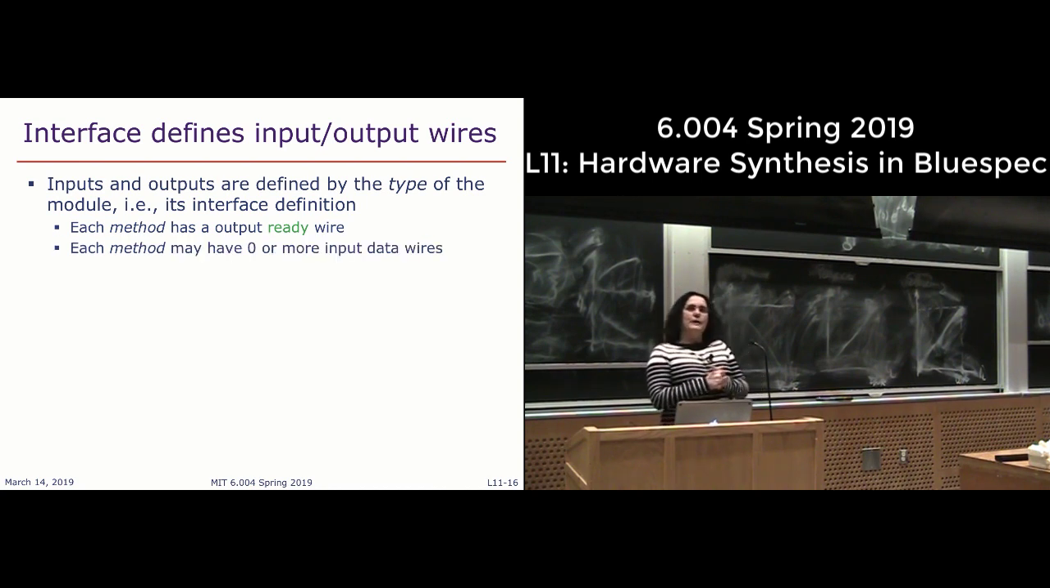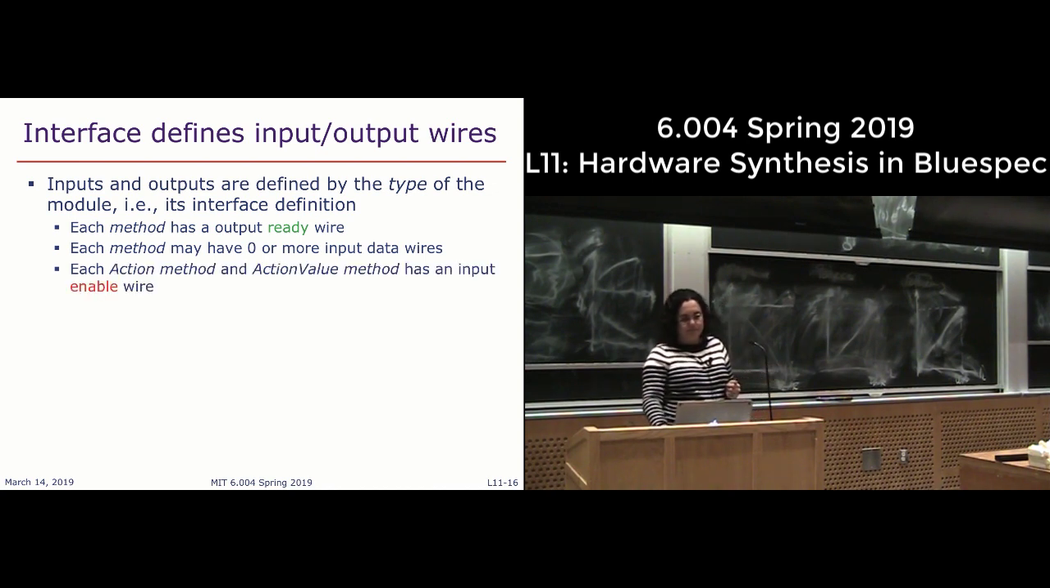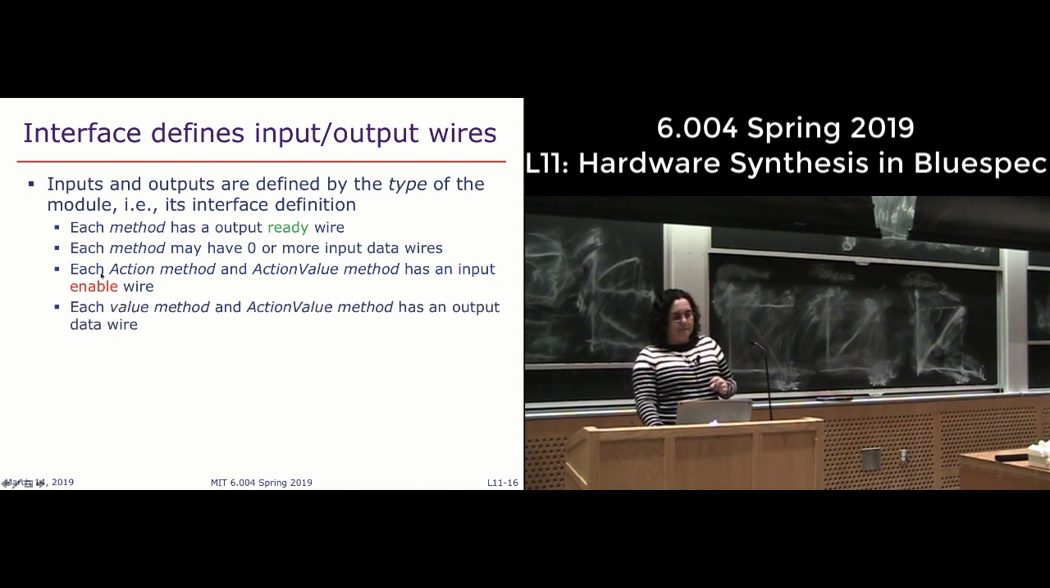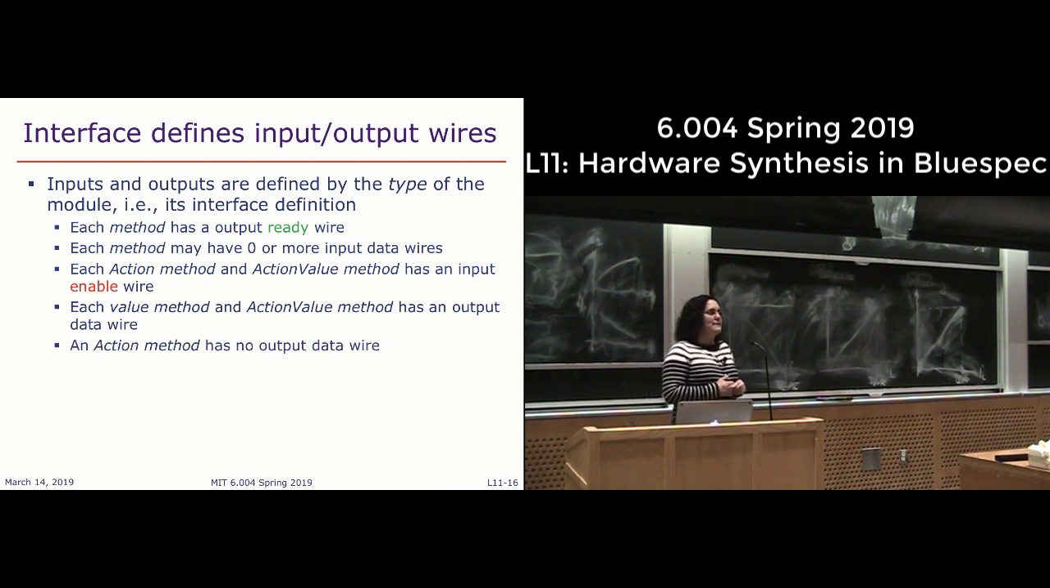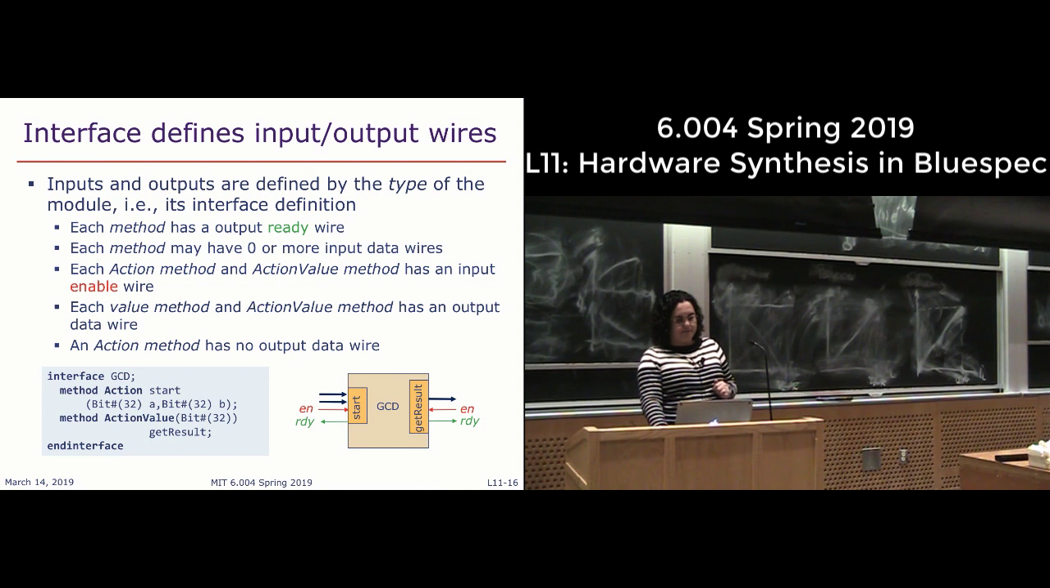Every method can also have some data wires. And so if you have arguments to your methods, you're going to have input data wires. If you don't have arguments, you're not. Every action method and every action value method has to have an enable wire, and so that's going to be this red enable that we're going to see in our modules. And then every value method and action value method produces a value, and so they're going to have output data signals coming out. And finally, an action method doesn't have an output, so there are not going to be any data wires coming out of our action methods.